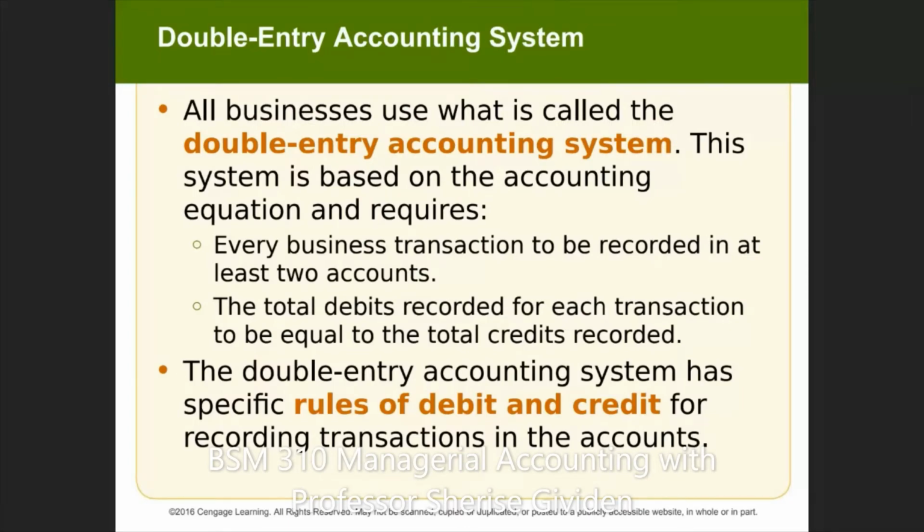All businesses use what is called the double entry accounting system. So every business transaction has to be recorded in at least 2 accounts. Like when we look back at our accounting equation, if you affect an asset account, you're either going to affect 2 asset accounts or an asset account and an account over here on the other side, because we have to balance. Everything has to balance out. With double entry, it's basically stating that you're at least going to affect 2 accounts. You can affect more than 2 accounts, but no matter what, one transaction is always going to affect at least 2 accounts.